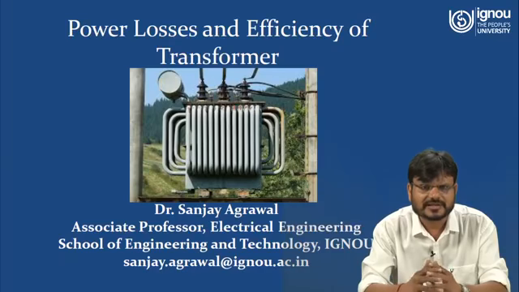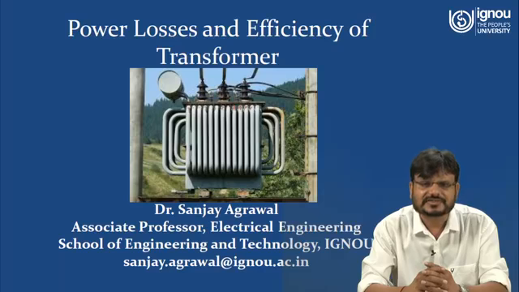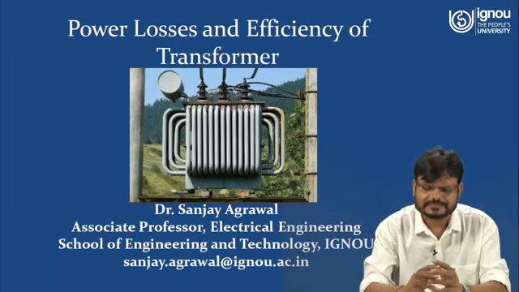But at the same time there are also some losses in the transformer, and these are called power losses. And what are those power losses? They may be categorized as iron losses or copper losses. Then we have to discuss the efficiency of the transformer. What is the meaning of efficiency? Efficiency is simply the ratio of output to input. So in this session we will discuss in detail the power losses and efficiency of the transformer.